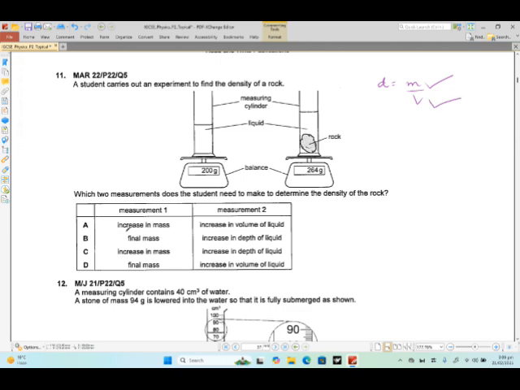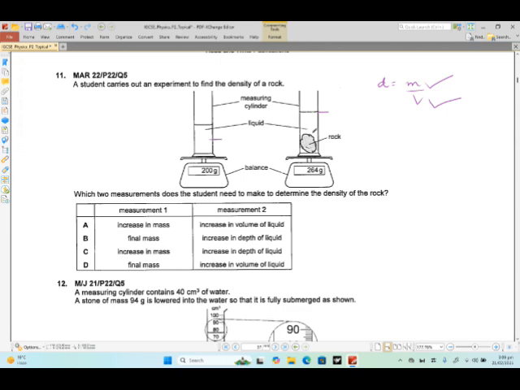The options are: increase in mass and increase in volume of liquid; final mass and increase in depth of liquid; increase in mass and increase in depth of liquid; final mass and increase in volume of liquid. So this water was already there. Now when we put in the rock, the level of the water rises. This means that the volume of the water has risen.